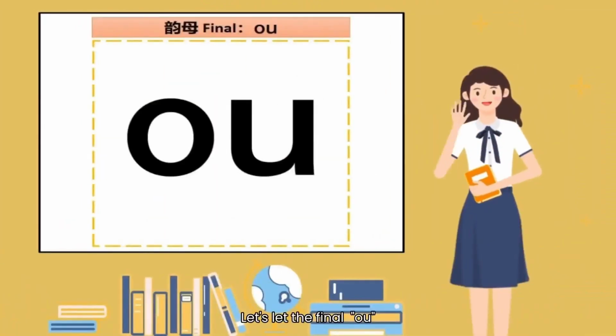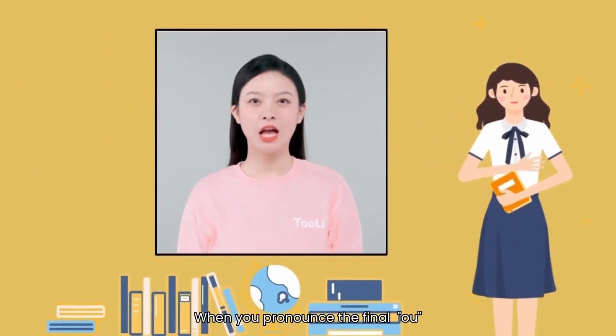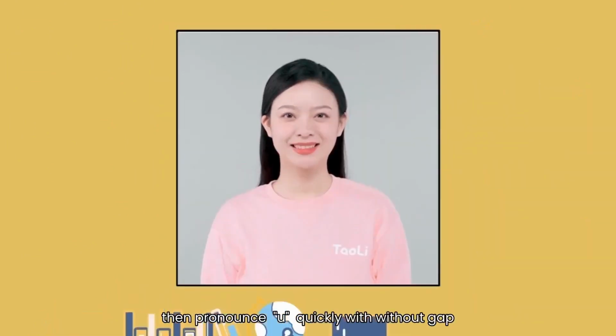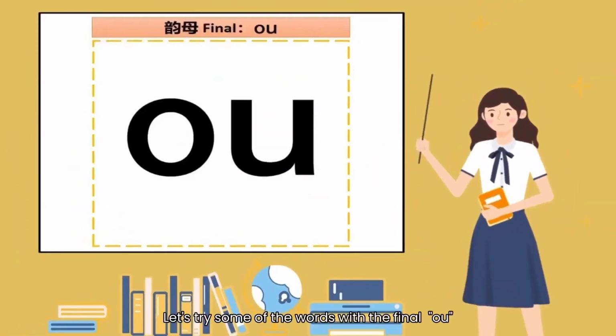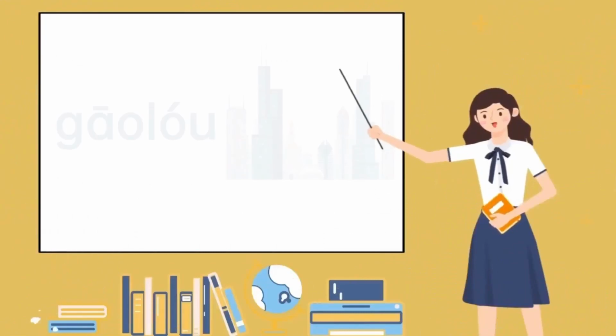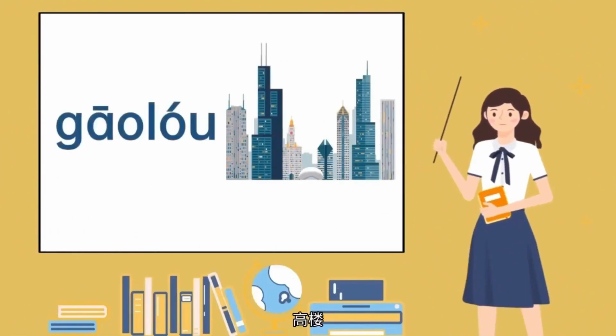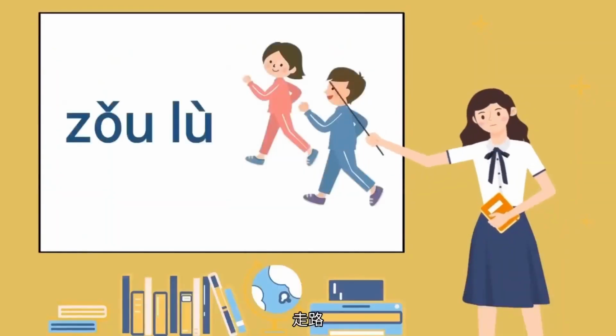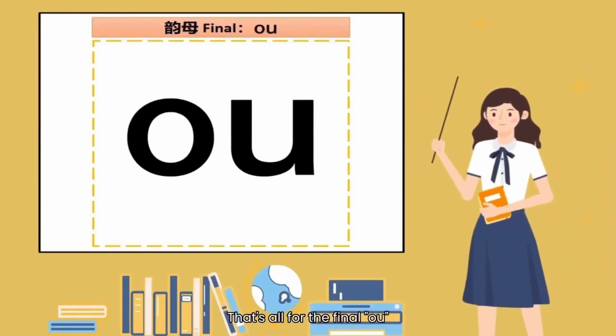Let's learn the final ou. When you pronounce the final ou, pronounce O first, then pronounce U quickly without gap. Ou. Let's try some of the words with the final ou. 高楼，高楼。走路，走路。That's all for the final ou.